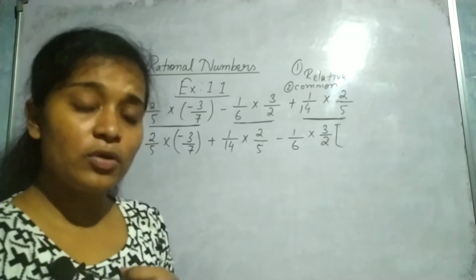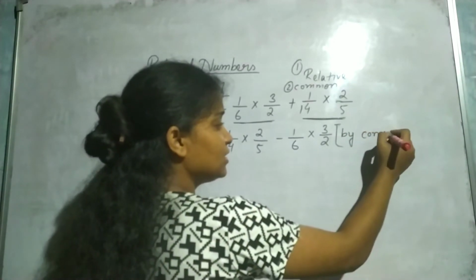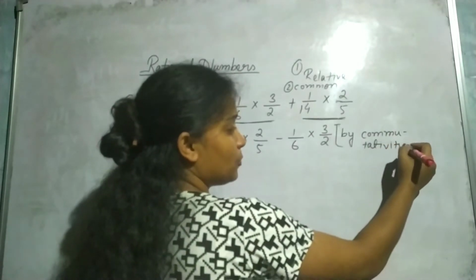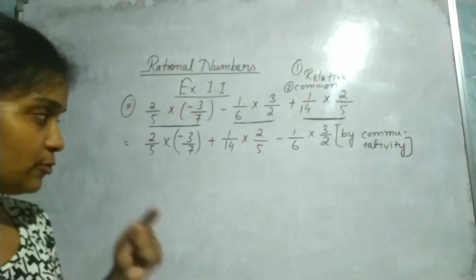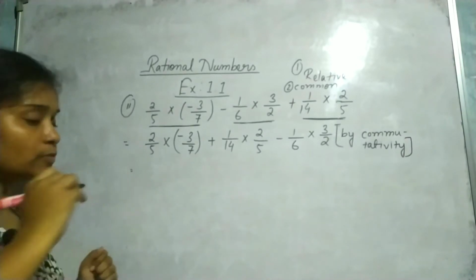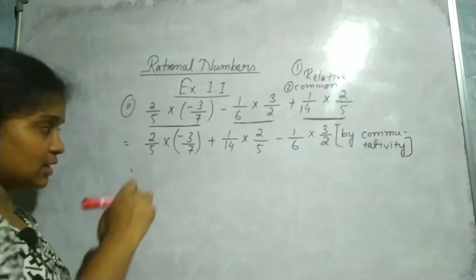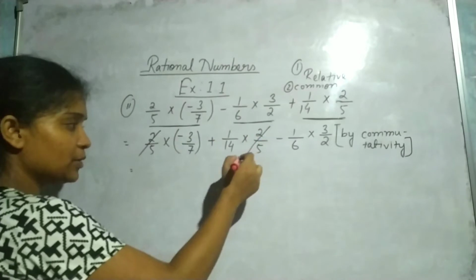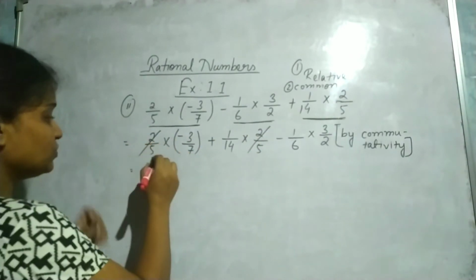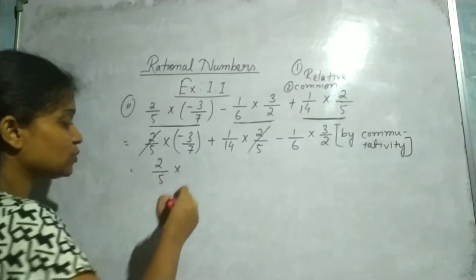Okay, now when you are changing the place, that is known as what property? By commutativity property. This is by commutativity property. After that, this is the third step. Now what do you have to do? Whatever common number is there, that number you have to bring outside. Okay, now here the common number is what? 2 by 5. Yes, after that you have to use a multiplication sign.